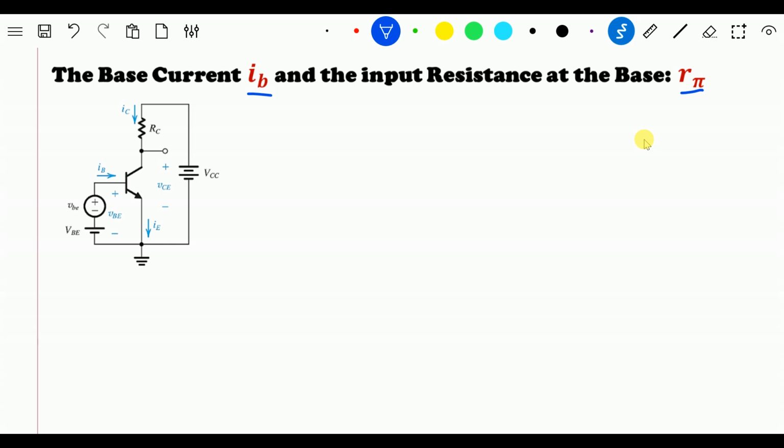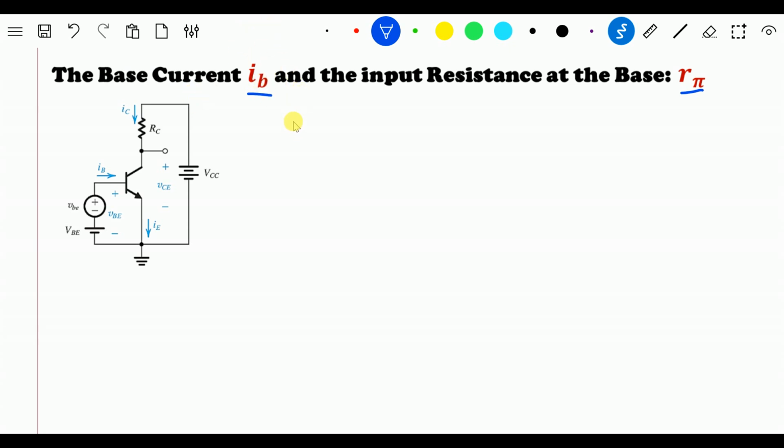We will also be deriving the resistance at the emitter, which is called small re. That re, which we derive later, is very important when we come across the T model of the BJT transistor. Okay, now let us continue with finding the small iB equation.